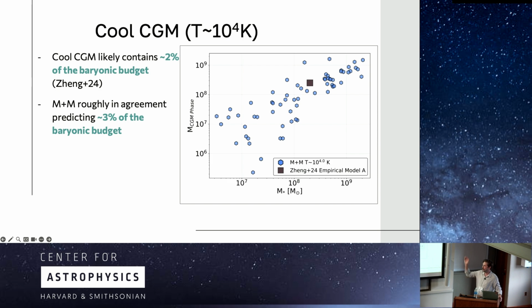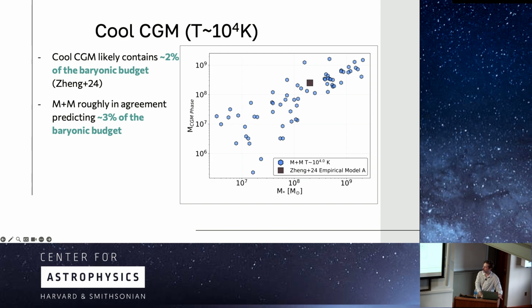And so generally what we see is that the mass in the cold phase decreases with stellar mass as well. And we do see some agreement with Yang Zhang's paper, this one data point. So not a huge data sample to compare against, but there are some more empirical models that we're looking into that we can compare against as well.